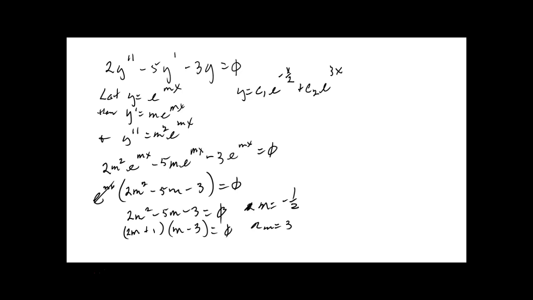You got one solution with minus 1/2 for m, the other with 3 for m, so you're going to have a linear combination of the two. And those are linearly independent, almost by definition. E to the minus x over 2 goes like that, e to the 3x goes like that. No way they're dependent on each other. All right. And that's their solution as well. C1 e to the minus x over 2 plus C2 e to the 3x.